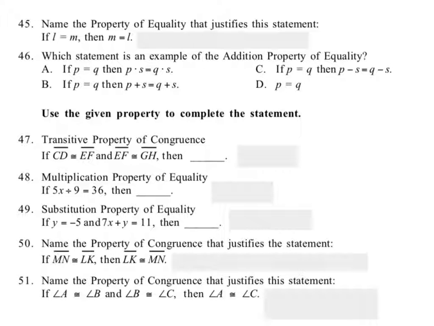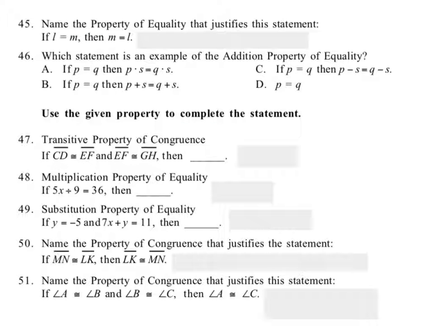Okay, here's a whole bunch of these all at once. Do them all quickly. Name the property of equality that justifies this statement. If L equals M, then M equals L. Well, remember, it's like there's a mirror here that is reflecting these. But the trick here is that it's not the reflexive property.